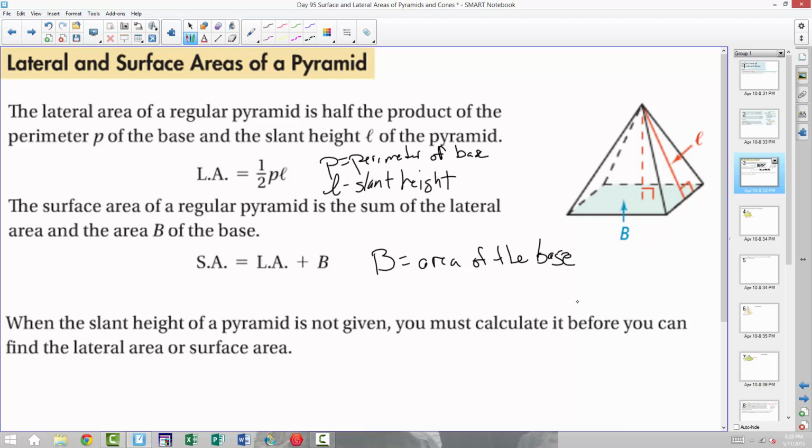In these types of problems we might have a pyramid or a cone where the slant height is not given, so we're going to have to calculate it. A little foreshadowing: if I don't have a slant height, I'm going to have to find it. How am I going to find it? Pythagorean theorem. You could also use trigonometry if you choose to, but that's a little bit more work. So if you don't have the slant height, you're probably going to have to use the Pythagorean theorem, where the slant height is the hypotenuse of the highlighted triangle.